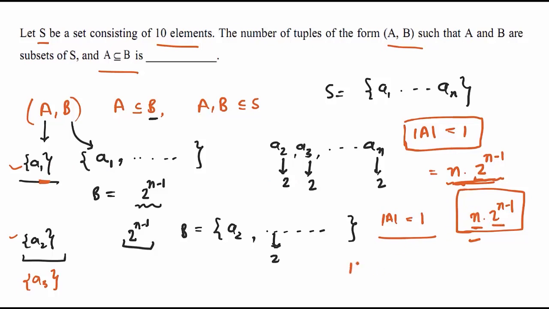What about if A has cardinality 2? If A has cardinality 2, then we have nC2 choices for A, right? nC2 choices for A, and for every choice, we have 2 power n minus 2 choices for B, right? These many choices for A and these many choices for B.